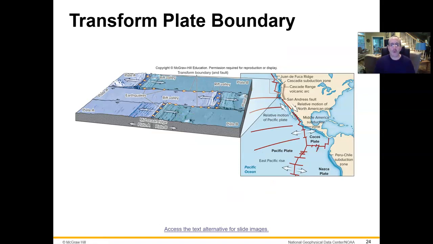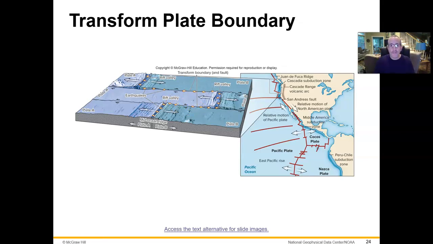And here we have a transform boundary. And if you see here, the transform boundary is going to be along here. So right here, you can see the arrows going apart. Those are rift valleys. Those are pulling apart. But along the edge, these plates are moving side to side. This one left, this one right. So you have a shear effect.